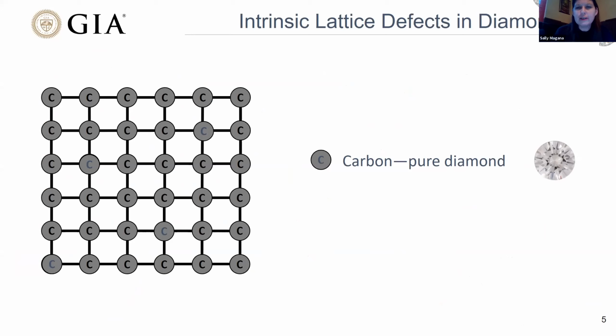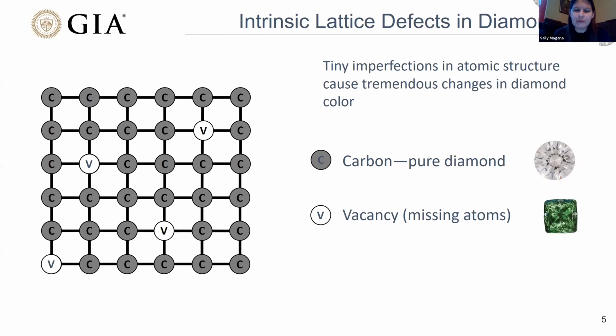I'm going to start talking first about all of the different defects that can be possible in diamonds. I'm going to start first by talking about intrinsic defects, the ones that just involve carbon and the diamond lattice structure. So I'm going to start off with this pure diamond lattice, pure carbon, and no errors in the diamond lattice. And I'm going to start changing things. I'm going to irradiate it, and I'm going to add in some vacancies. And just with that simple substitution, we can start to create some vibrant green stones.